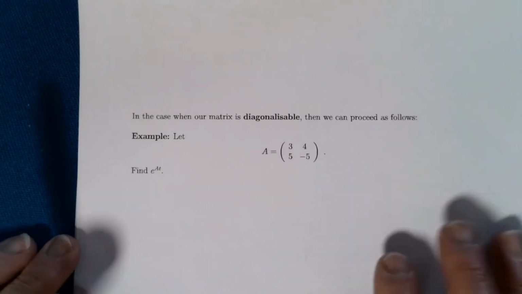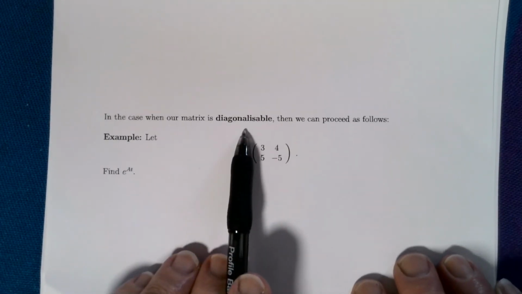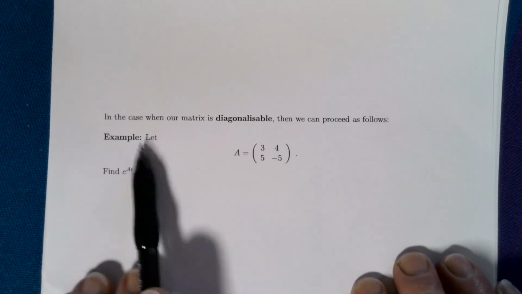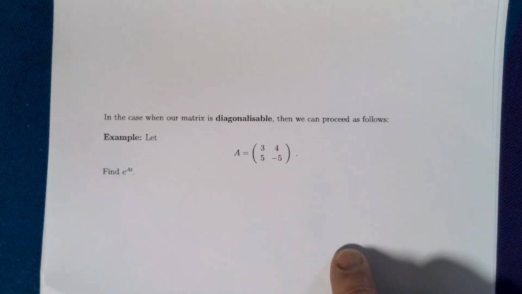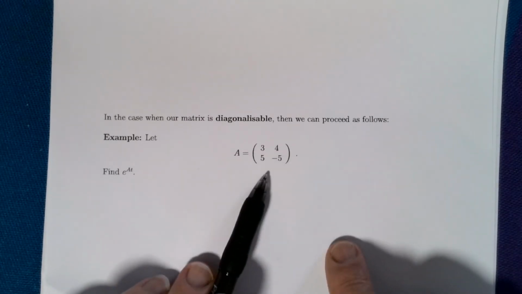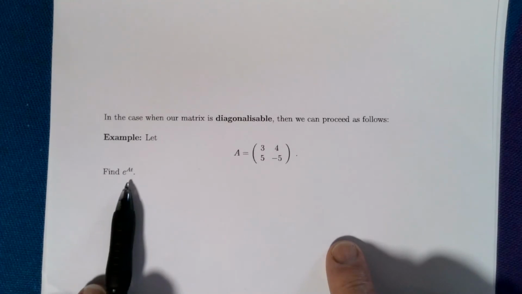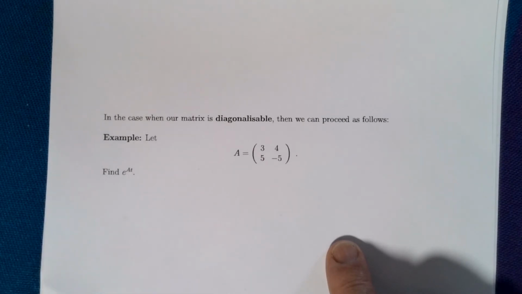So in the case where our matrix is diagonalizable, we just proceed as follows, and I'll do it by example. So I've got the matrix 3, 4, 5, minus 5, and we want to find the exponential of this matrix. As we'll see, it's amazing we can do it in the first place, but the answer is relatively complicated, as we'll see, even in the diagonal case.